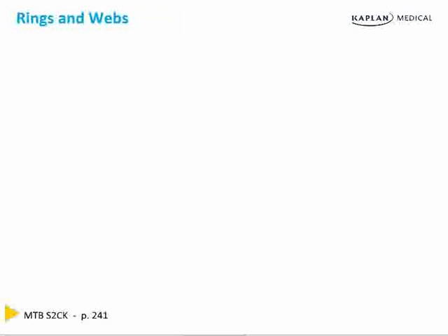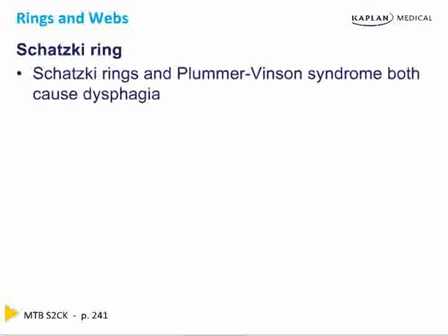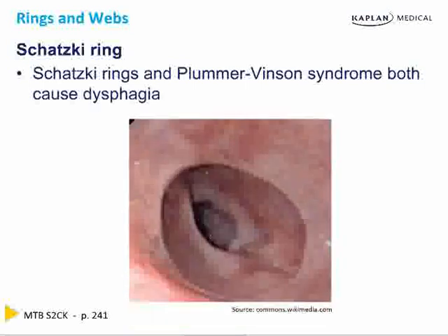Now there are two important causes of dysphagia that are anatomical deformities. The first is known as Schatzki ring, with the accompanied Plummer-Vinson syndrome. Both of these can cause dysphagia. Here's an example of a Schatzki ring. A Schatzki ring is often due to acid reflux. It's really associated with hiatal hernia, and it's a type of scarring or tightening. It's also known as a peptic stricture of the distal esophagus.